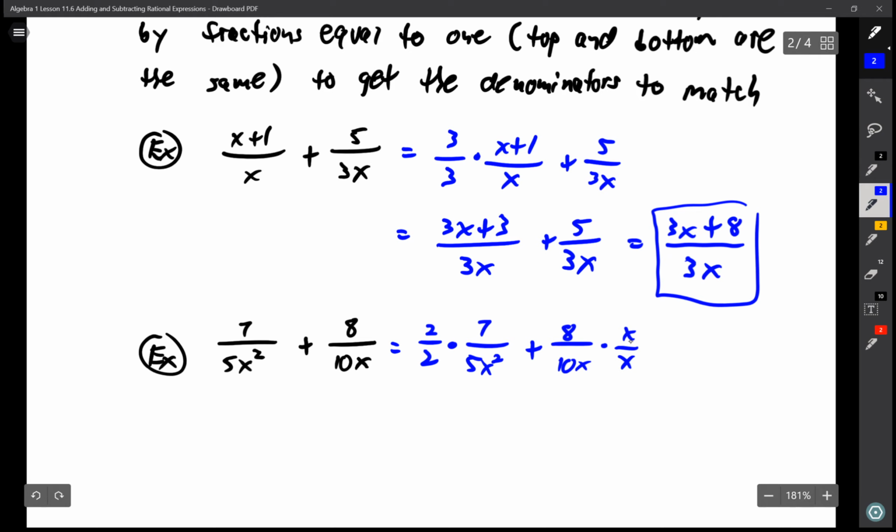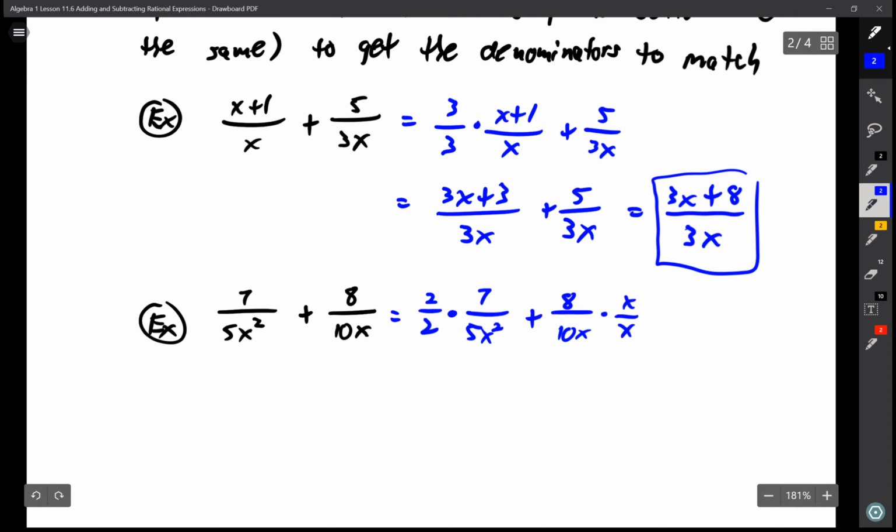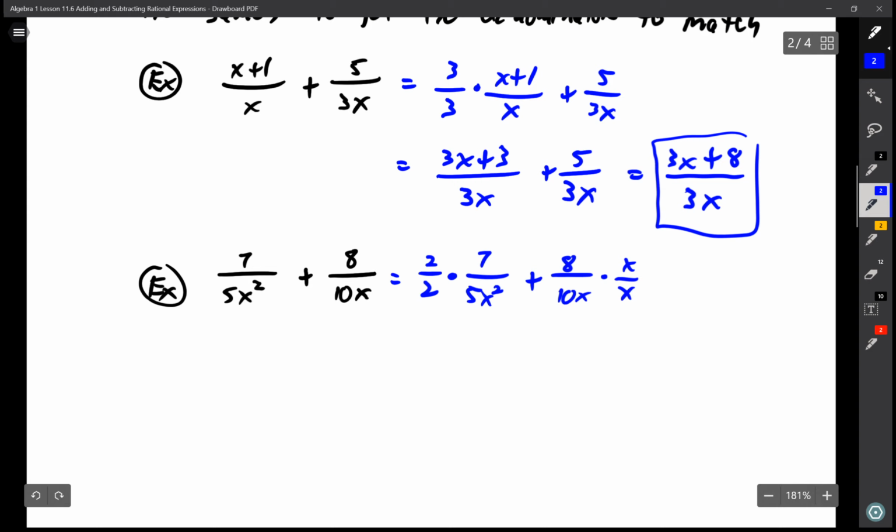You can multiply the x over x before. I just oftentimes end up putting the middle as what I originally had and the outside. I don't know, it's just how I tend to do it. All right, so what do we have here?